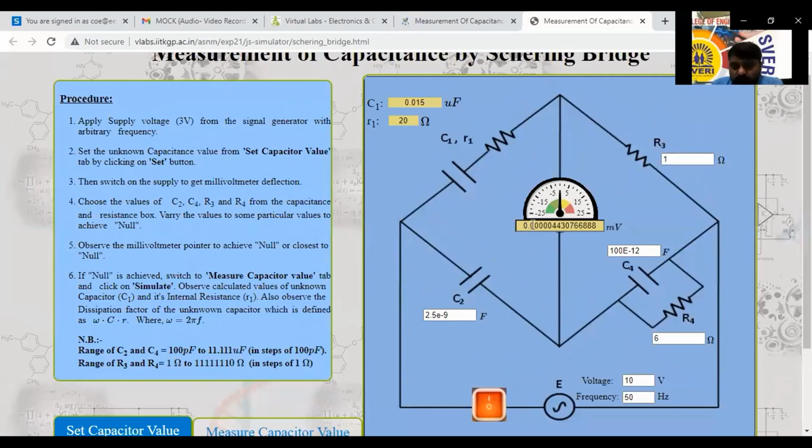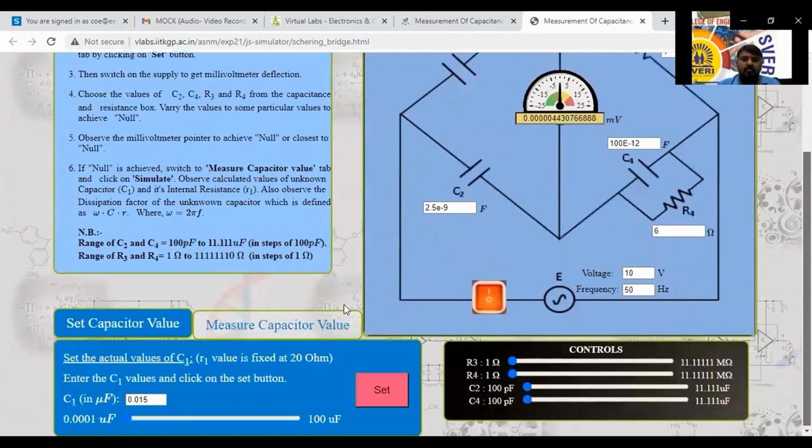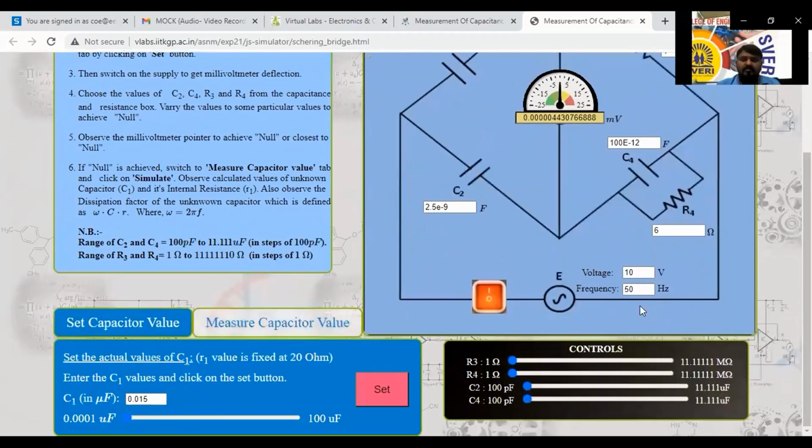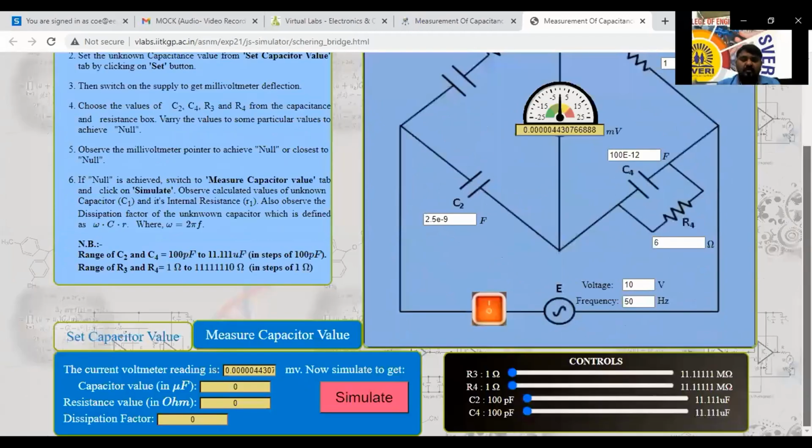Detector 0.00000. Is there or not? Yes. Here to the null position. Next, what I will do? I will measure the values here now. I will click on simulate here. See here, the capacitor value set is 0.015. The measured value also is given. Our measured resistance value is 0.04 and 1.88 is the dissipation factor.